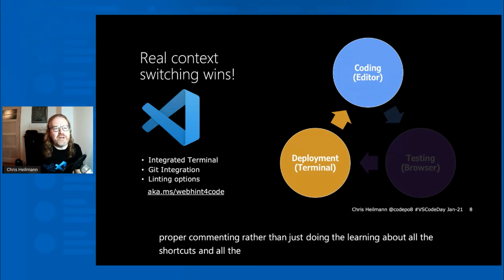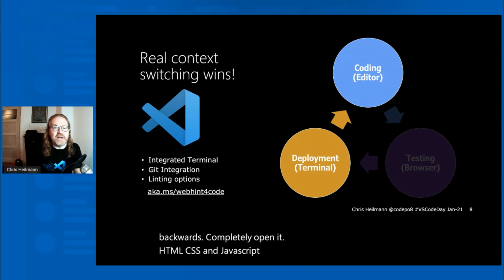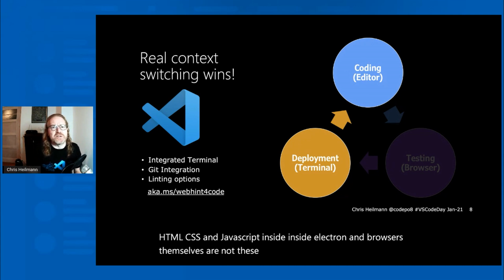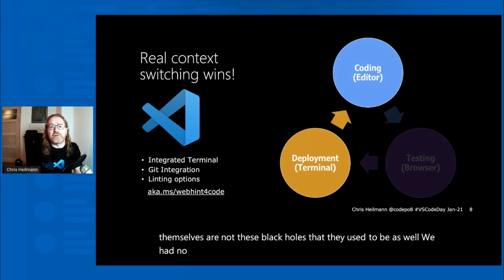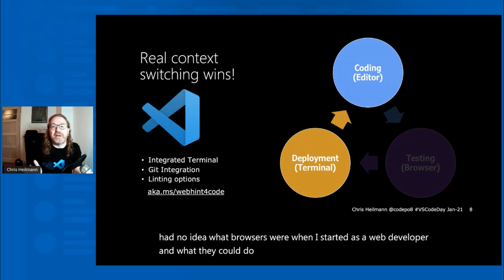So the other thing that changed a lot lately is that Visual Studio Code, for example, is completely hackable. It's completely open. It's HTML, CSS, and JavaScript inside Electron. And browsers themselves are not these black holes that they used to be as well. We had no idea what browsers were when I started as a web developer and what they could do. We also had no insights into what's coming next as functionality. And all of that is now open.